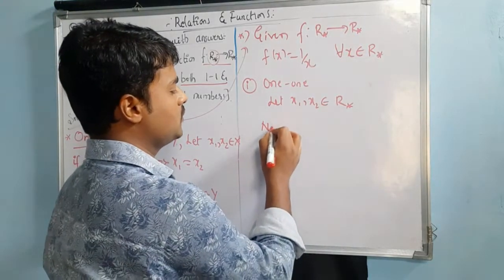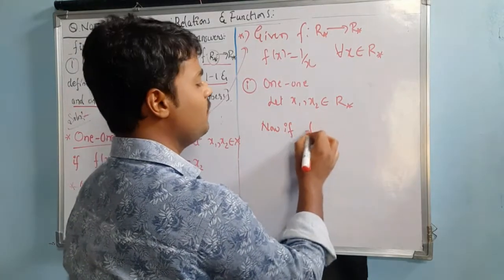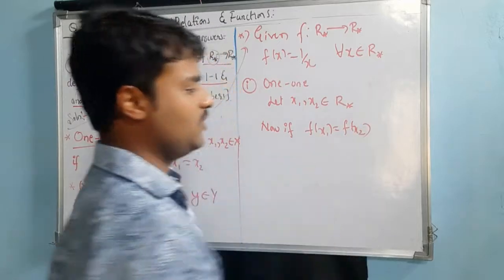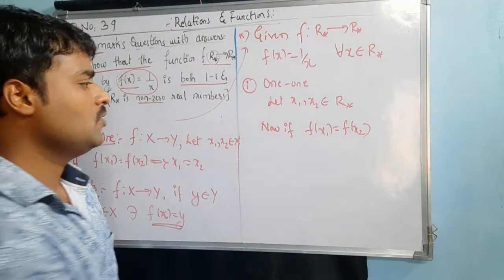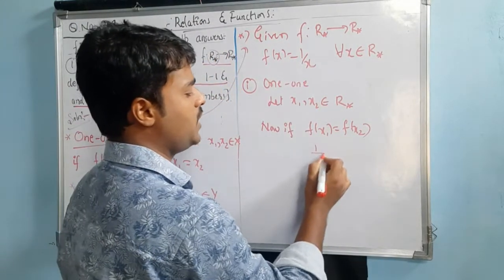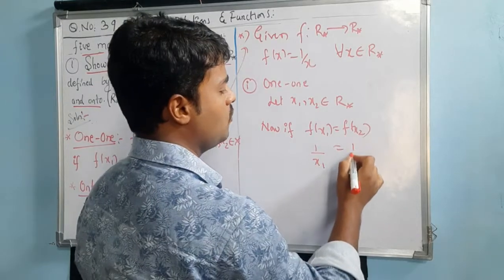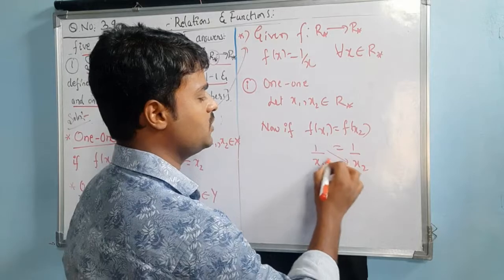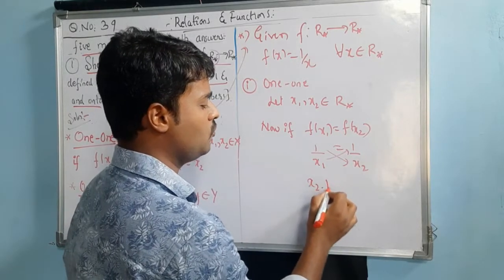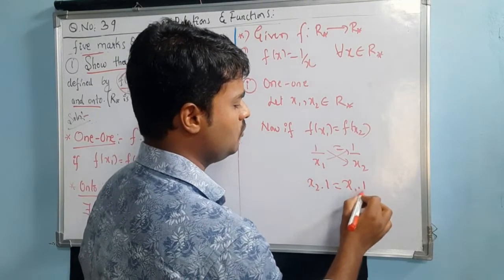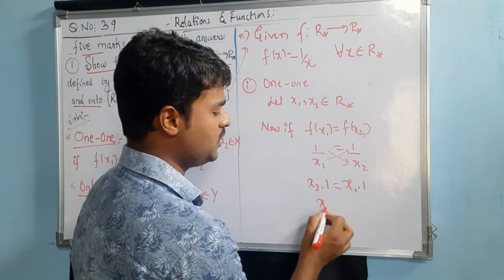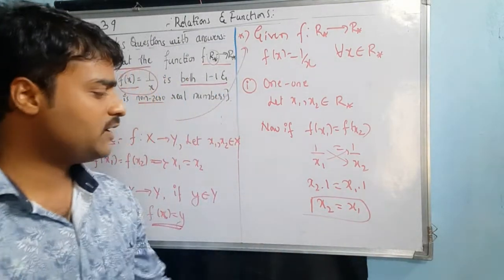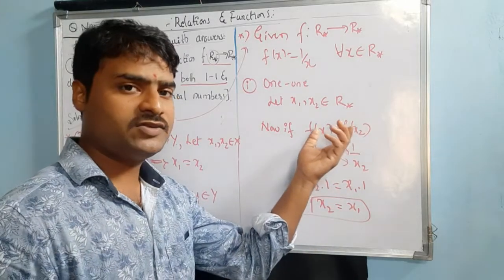Now, if f of x1 equals f of x2, what is the function? 1 by x1, here 1 by x2. So just cross multiply it. x2 into 1 equals x1 into 1. So this is nothing but x2 equals x1. So here we proved it, taking f of x1.